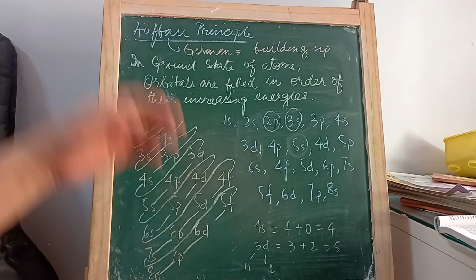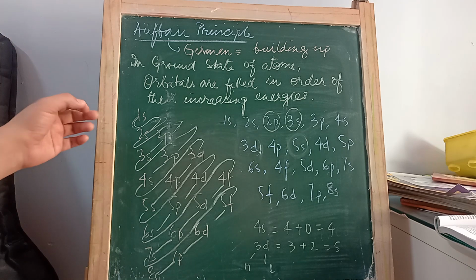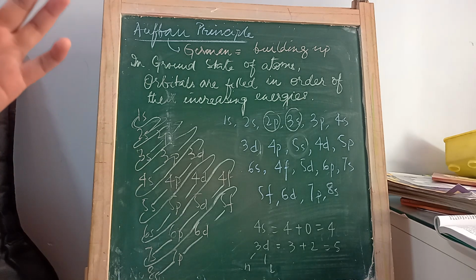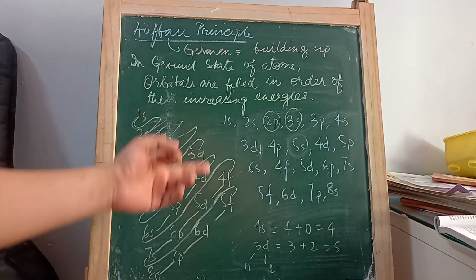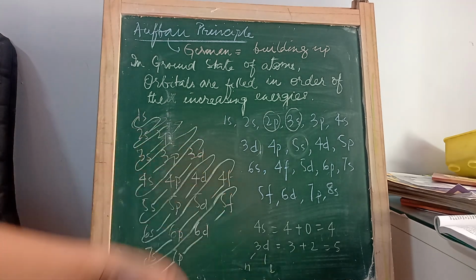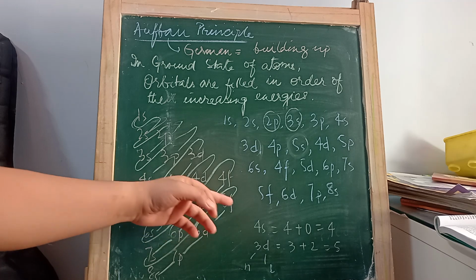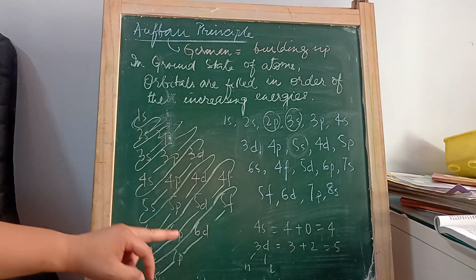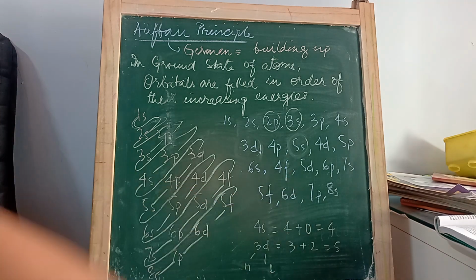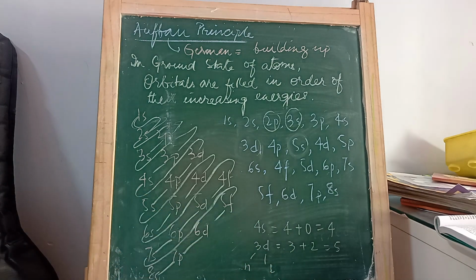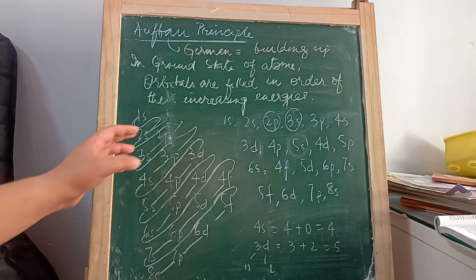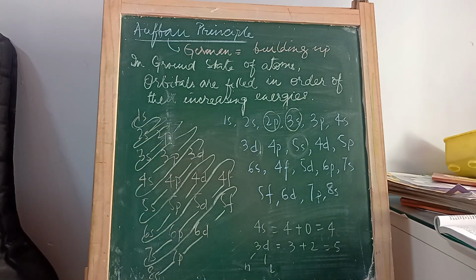So what are the orbitals that are available? Orbitals available can be denoted as 1s, 2s, 2p, 3s, 3p, 3d, 4s, 4p, 4d, 4f, 5s, 5p, 5d, 5f, 5g, 6s, 6p, 6d, 6f, 6g, 6h, and 7s, 7p, and so on. It will go on like that. These are the orbitals available. These are also subshells. So which subshell or which orbital will be filled first?